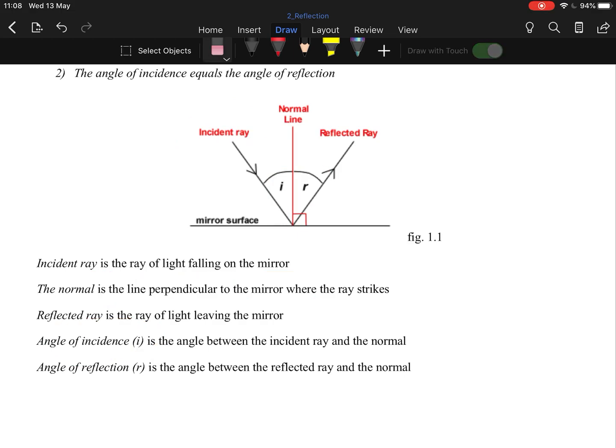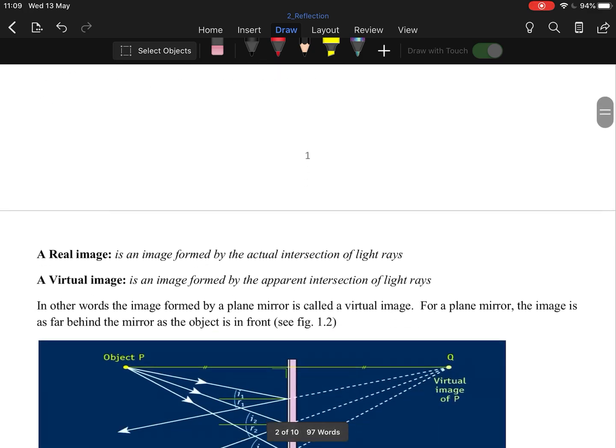Now, the mistake a lot of people make here is as follows. They think this is I, and they think this is R. Remember, the angle of incidence is between the incident ray and the normal. The angle of reflection is between the reflected ray and the normal. You have to remember that.